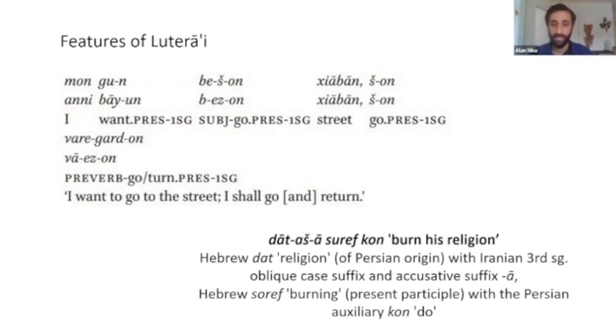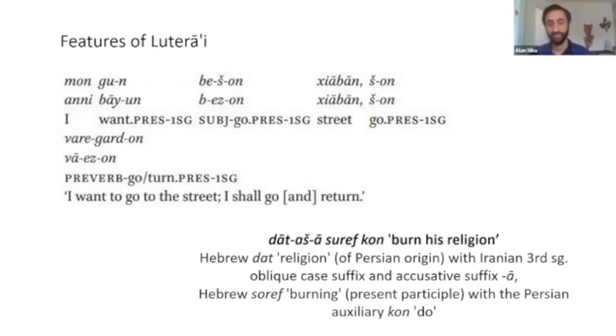Another example we can look at is this curse at the bottom, and actually all of these languages are very good for cursing your enemies. So the sentence is Datash surefkon. It's like, may his religion burn. So this is something you would say about someone. The word dat comes from Hebrew. It's the word for religion, even though actually way back it's from Persian, but it's the Hebrew word for religion.